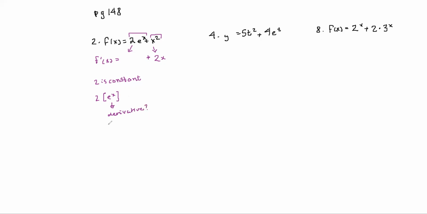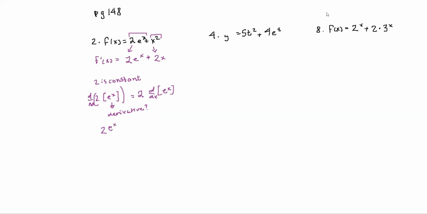E to the x, exactly. So we take the derivative of e to the x, which is e to the x, and then we multiply it by the constant, because if you remember, this is equal to 2 times d/dx of e to the x. We pull out that constant, make sure we multiply it back in at the end. So the final answer is going to be 2e to the x. It doesn't change at all.